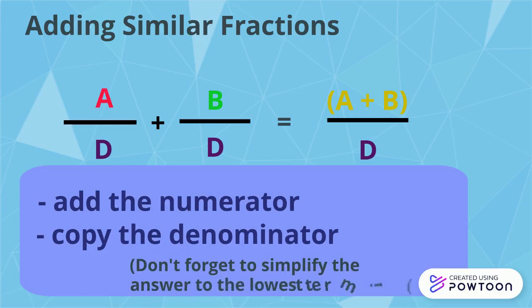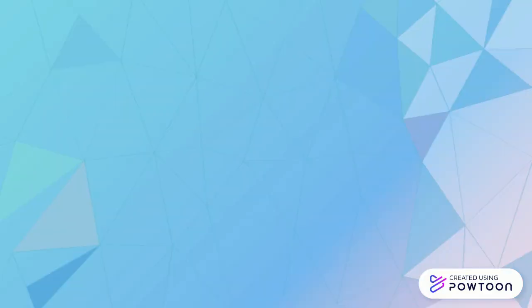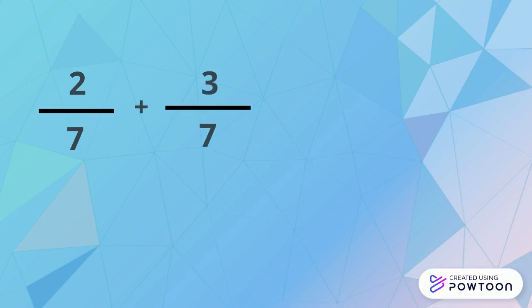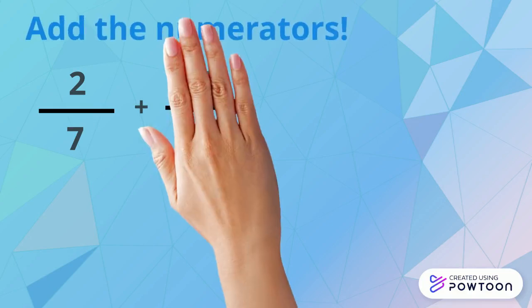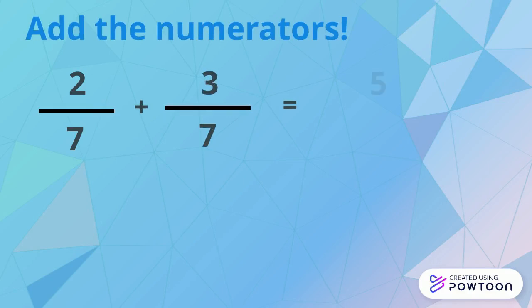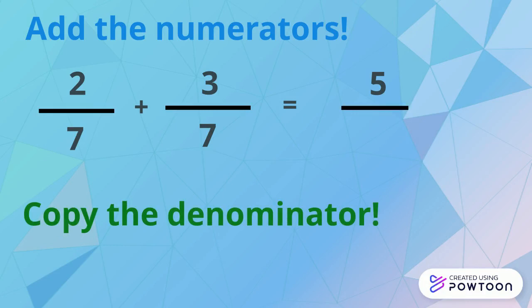I'll show you how. 2 sevenths plus 3 sevenths. First, add the numerators. It's just like adding whole numbers. And finally, copy the denominator. Now, let's have another example.